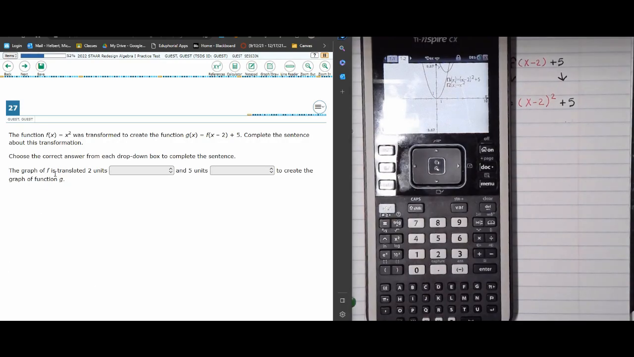This says the graph of f is translated 2 units. They got the 2 in there already for us. And we're going to say to the right. And then it says 5 units up. And that's it. That's exactly what happened. So now pause this video and try number 28 before proceeding.